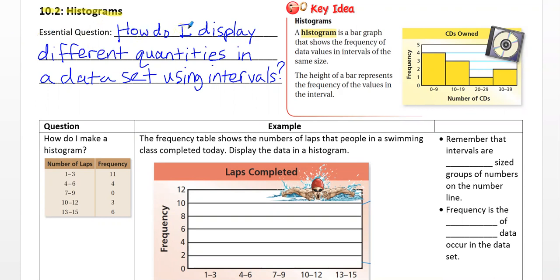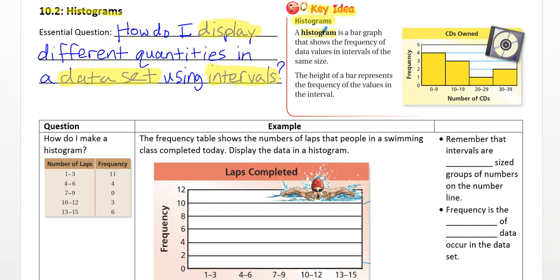Essential question: How do I display data? Oh yeah, data displays. We learned about box and whisker plots in 10.1. They display different quantities in a data set. Statistics. We're in statistics, ladies and gentlemen. Using intervals. I've never heard of that word in my whole life. That's right, we're going to use a new data display today. We already used the box and whisker plots. Today we're going to use histograms.